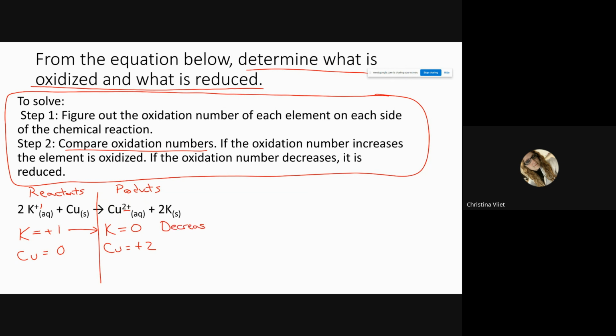Well, what's another name for that? What are we calling that? We're actually calling that reduction, meaning that it has gained electrons. To go from +1 to 0, you went from a state where potassium has lost an electron to one where, if you imagine what's happening, potassium's getting an electron in this process. So reduction is what's happening. Whenever there's a decrease in oxidation number, this means you have a reduction. That's the process, and that's what we would call it.